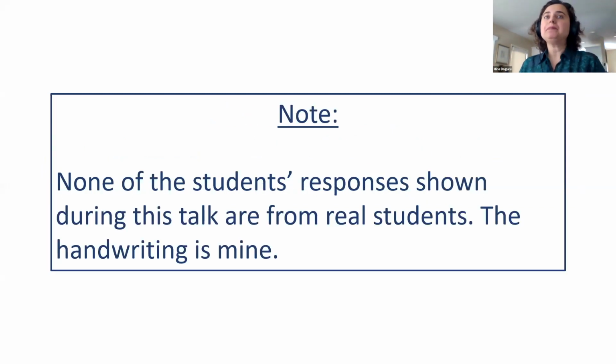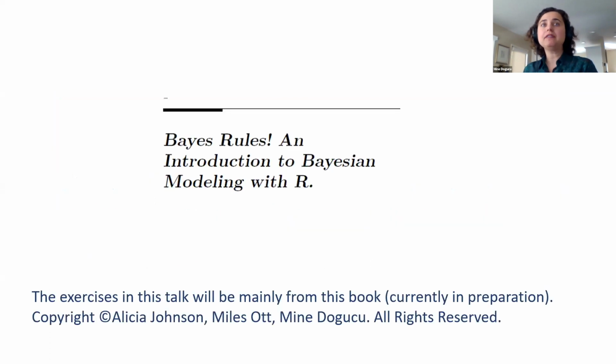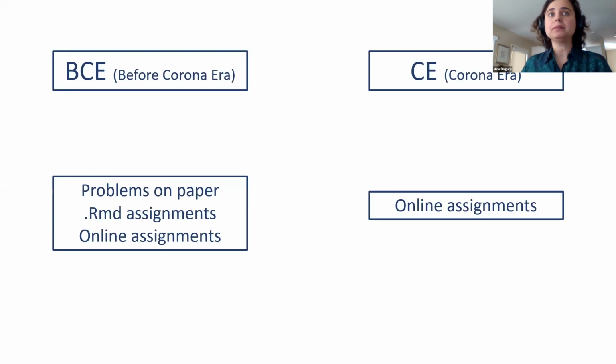And I will show a couple of questions to grade, and I will show student responses. All these student responses are actually not real responses. They're handwritten by me, because I didn't want my students to get identified. And all the exercises I'm going to show you in a second are from our upcoming Bayesian book that I'm writing with Alicia Johnson and Miles Ott.